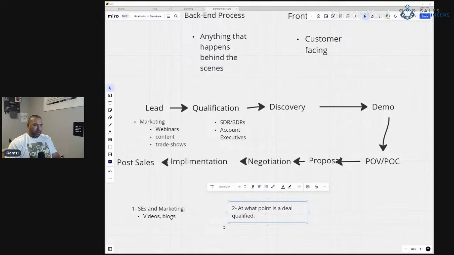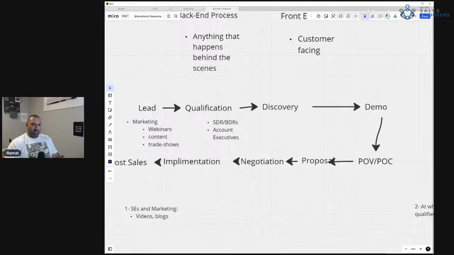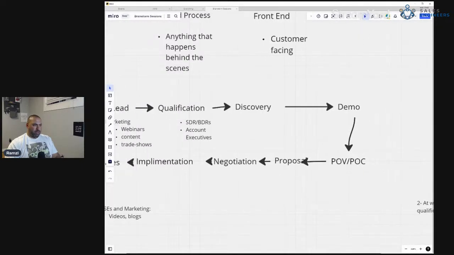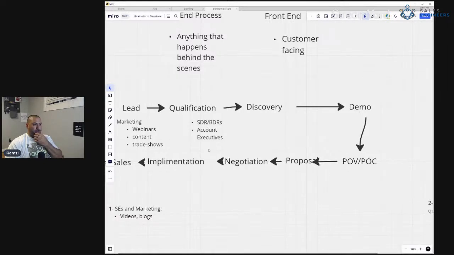So I'm gonna just move it to the side, because it's a sales thing, not an SE thing specifically. But for SEs, I'm gonna add my own: what is an SE qualification process? Because I have a different process. Like, do we have checklists that we can share?